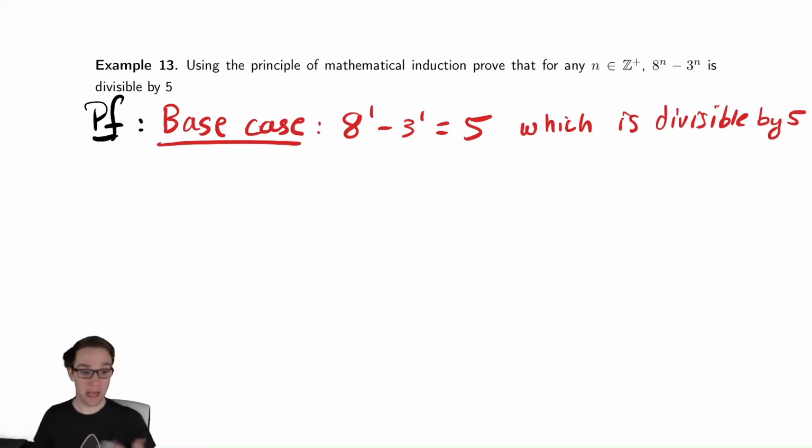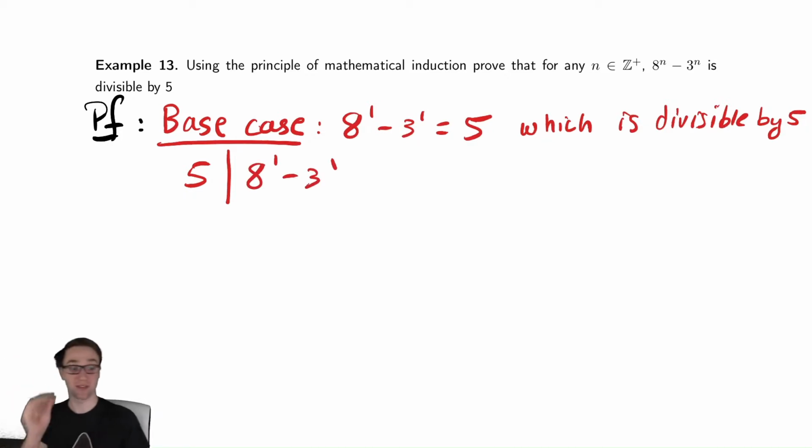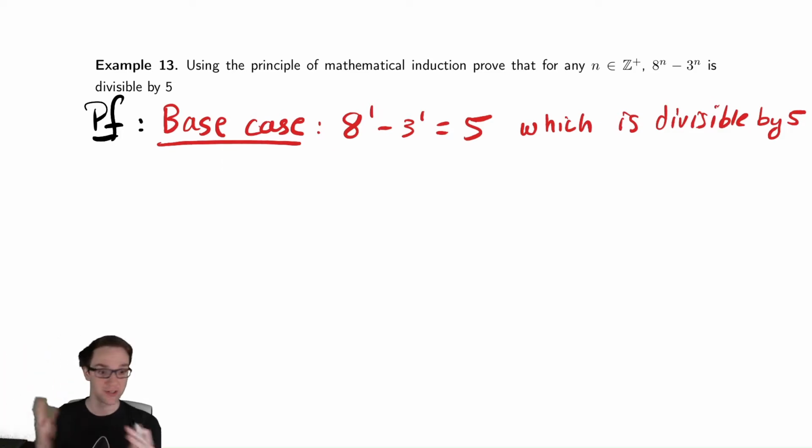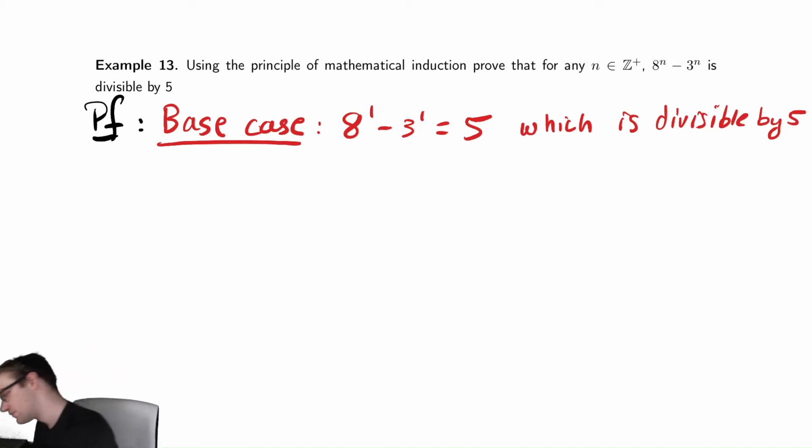I'm going to quickly comment on a notation that could help with some of these problems. Writing out in English can be tedious. Sometimes you can write this as 5, and then a vertical bar, then the expression that we wrote down, 8 to the 1 minus 3 to the 1. That reads as 5 divides 8 to the 1 minus 3 to the 1. It's the same as saying is divisible by. So that is a notation you could have used. Rather than getting caught up in all these number theoretic notations, though, we're just going to avoid that for now and stick with our basic English.